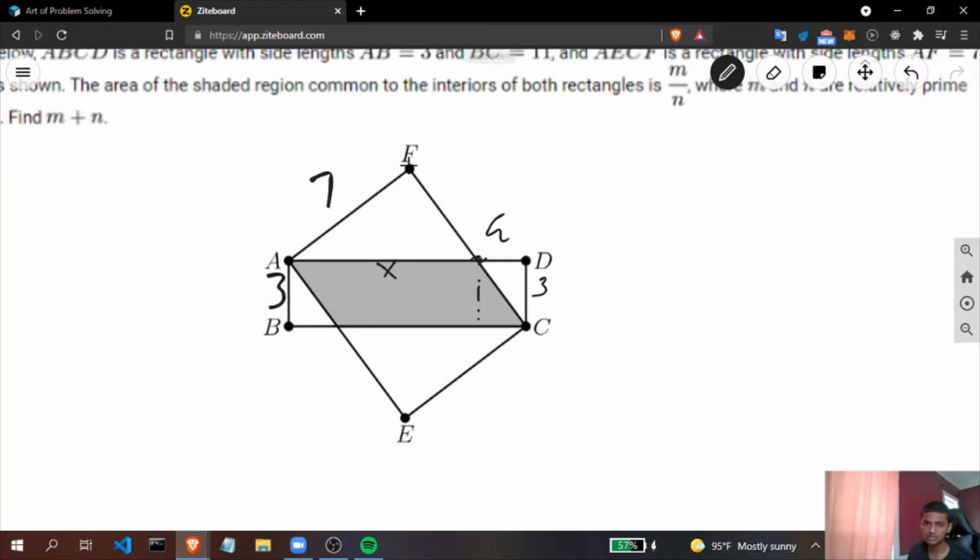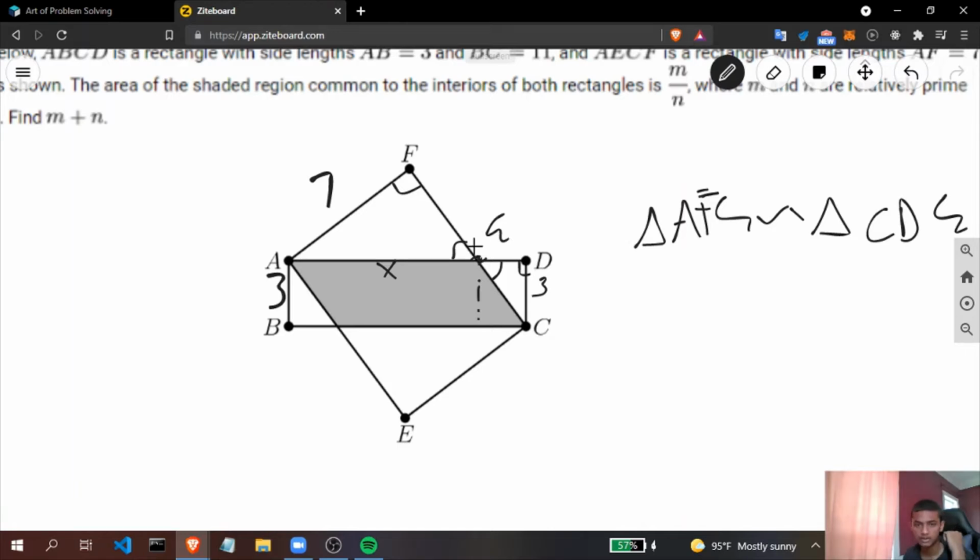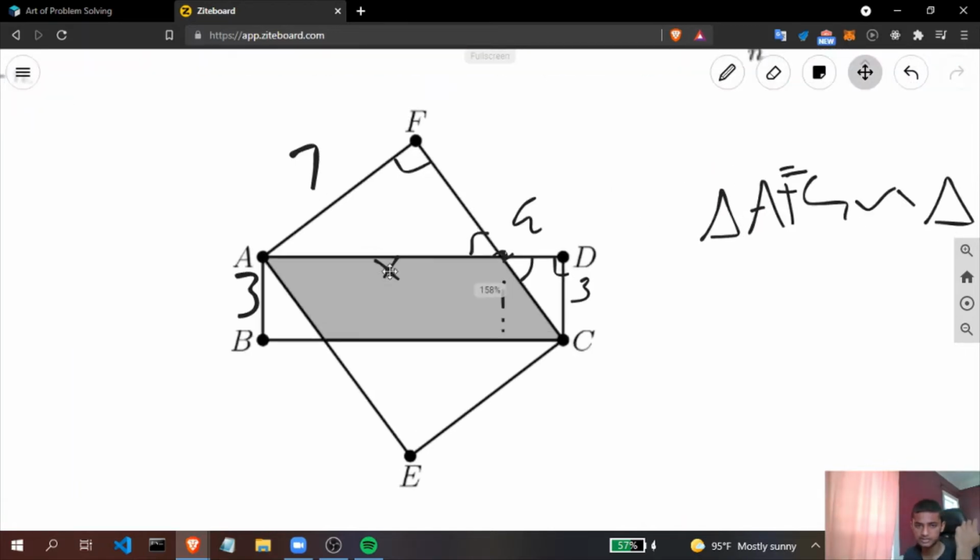Now we know that AFG and CDG are similar triangles. So we can say that triangle AFG is similar to triangle CDG. The reason being, first of all, they share the right angles, and they also share this angle over here. By angle-angle similarity, these become similar. So what is left to be solved is simply x.